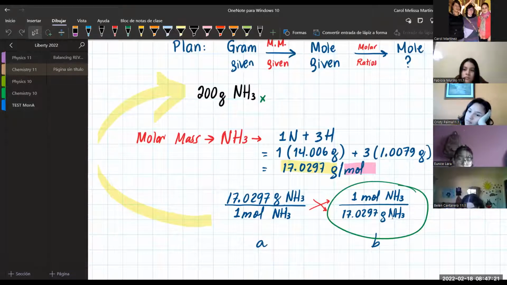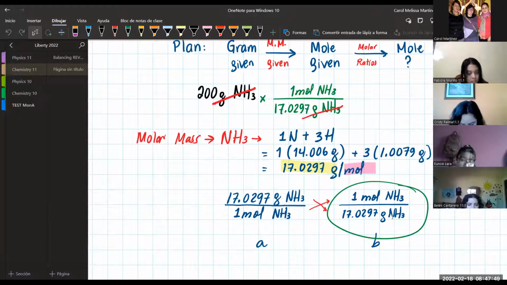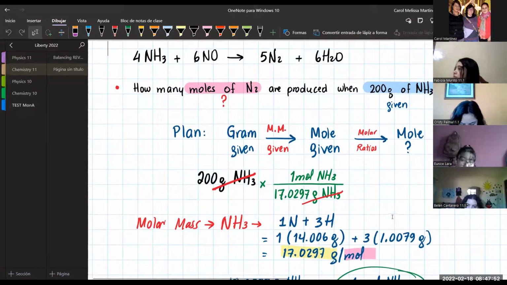The reason is because grams of ammonia is in the bottom, and in the top, I have 1 mole of ammonia gas. With this, I get rid of grams of ammonia with grams of ammonia. But the problem is not asking me moles of ammonia. It's asking me moles of nitrogen. That means that the process isn't over yet.